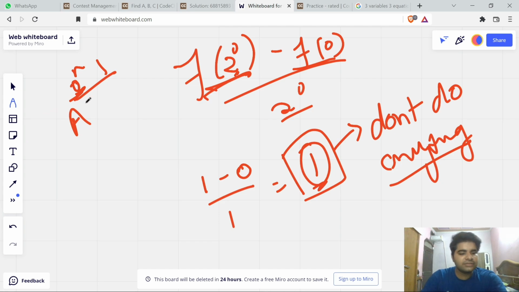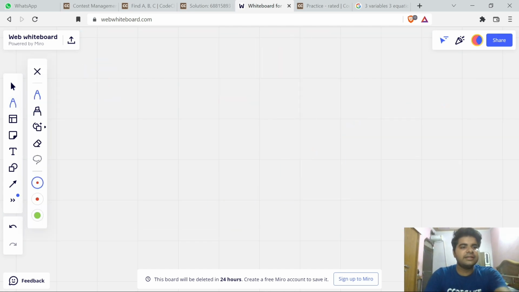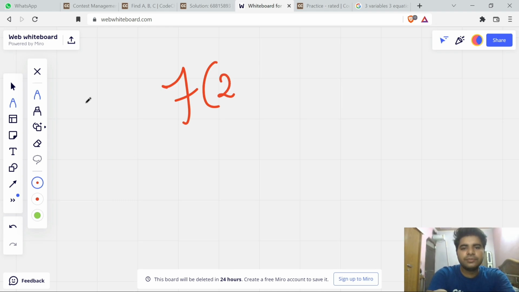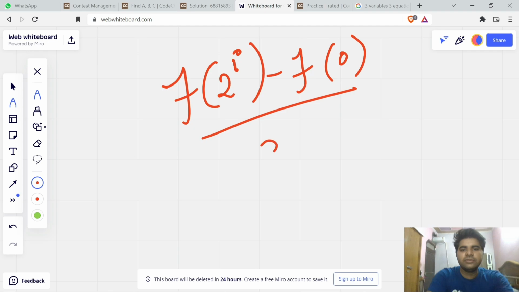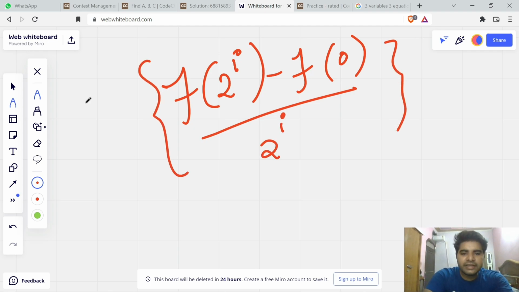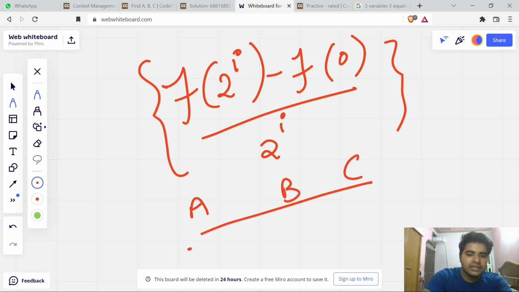So similarly the case for B and C will be done here. So this expression, f of 2 to the power I minus, in general, f of 0 upon 2 to the power I, what values can it give me? For A, B, C, for all these three variables, it will give me something. For A it can give me plus or minus 1. B and C also can give me plus or minus 1.